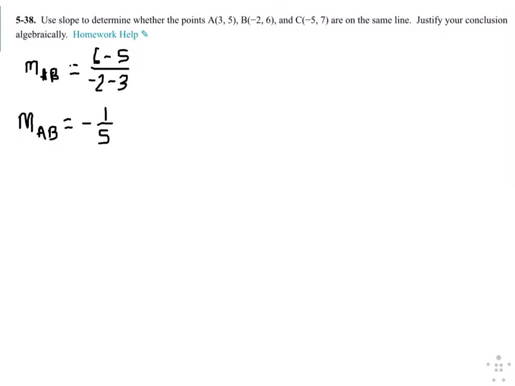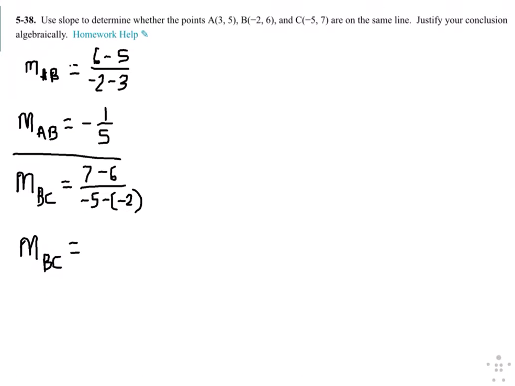negative 1/5. Now the slope between B and C is y2 minus y1, 7 minus 6, over negative 5 minus negative 2. So the slope of BC comes out to be 1 over negative 5 plus 2, which is negative 3. So 1 over 3, negative 1/3.